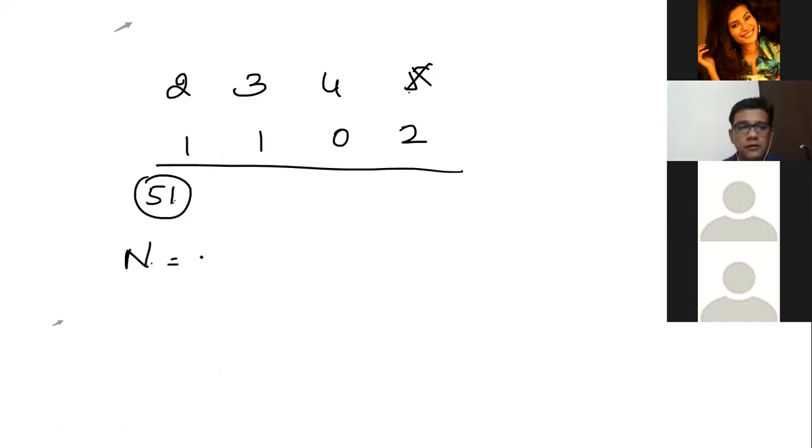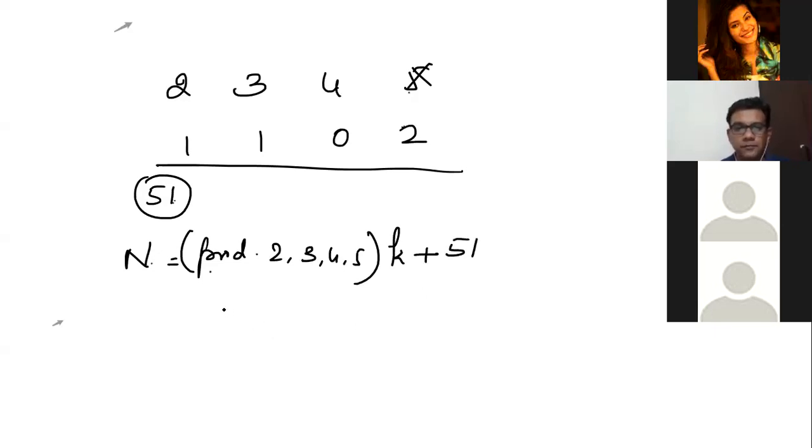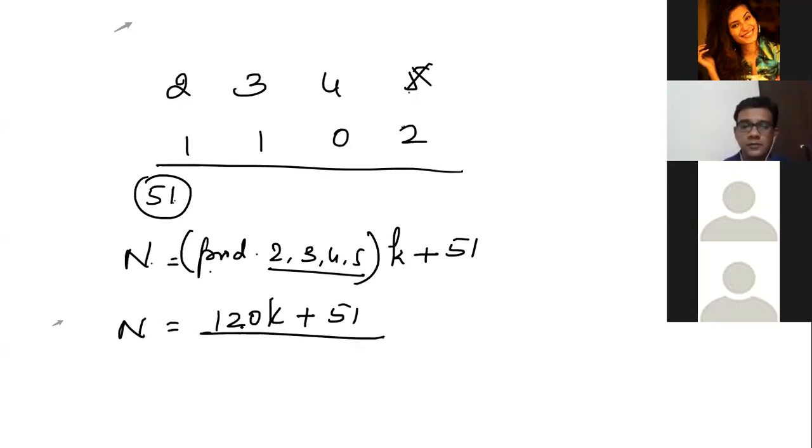So the entire number will be in the format of the product of 2, 3, 4, 5, its multiple, let's say K, plus the smallest number. What is the product of 2, 3, 4, 5? 2 3s are 6, 6 4s are 24, 24 5s are 120. So 120K plus 51 is the format of the number. If someone tells me to find the second smallest number, the smallest value of K is 0, guys. The second smallest value of K is going to be 1. So if I substitute 1, I get the second smallest number.